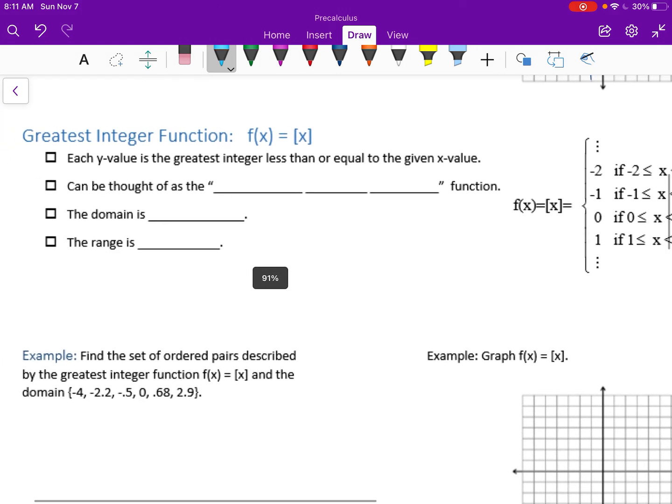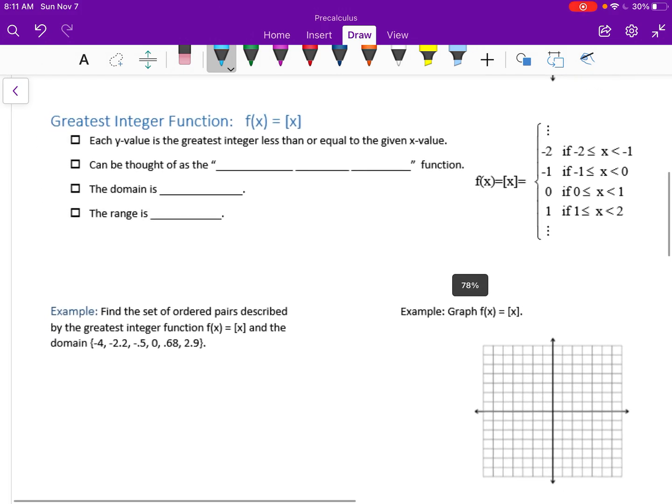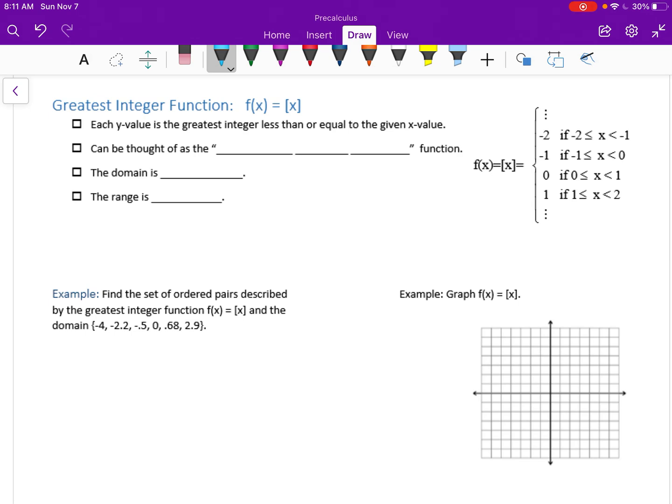There are a few special types of piecewise functions that we're going to look at today. The first one's called the greatest integer function. Each y value is the greatest integer less than or equal to the given x value. So you want the highest integer without going over the number that you're referring to. So whatever number's in there, you want the highest integer or greatest integer that's less than or equal to that. I like to think of this as the always round down. Just a practical way of thinking of it.